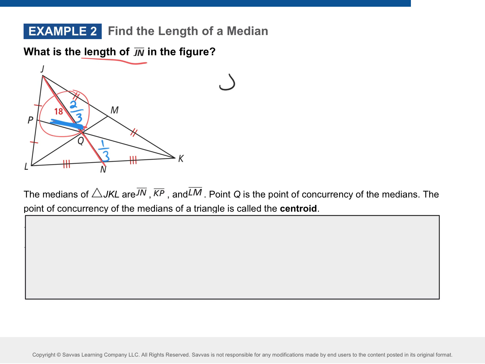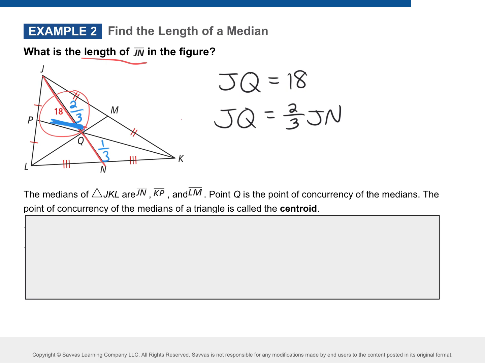Let's start with JQ. Do you agree they gave us what JQ was? Okay, JQ equals what? 18. Okay, what's another equation I can write for JQ? Yes, JQ is 2/3 of JN. How can we use those two equations to solve?